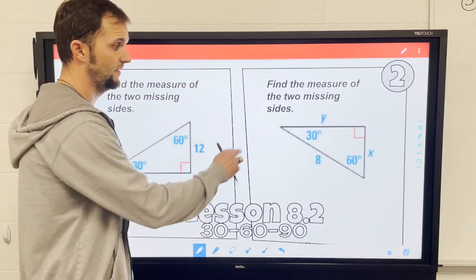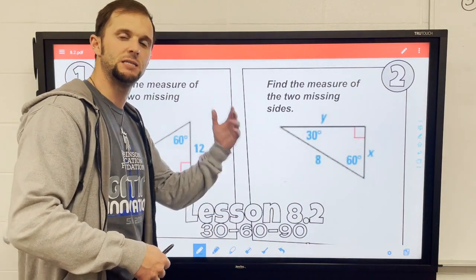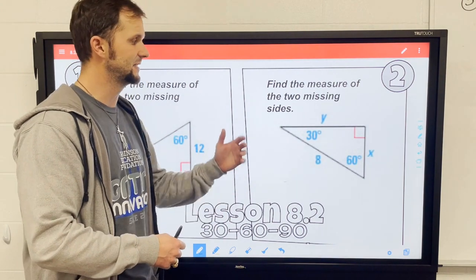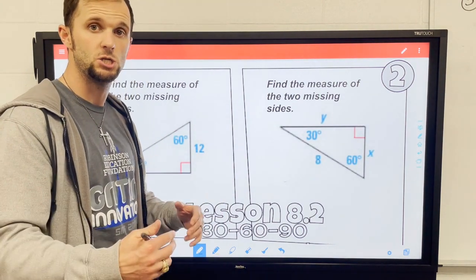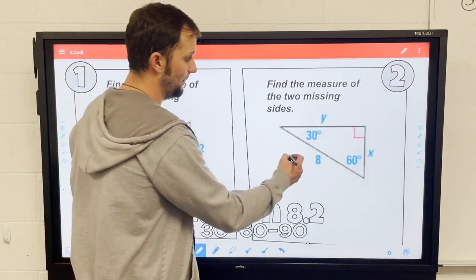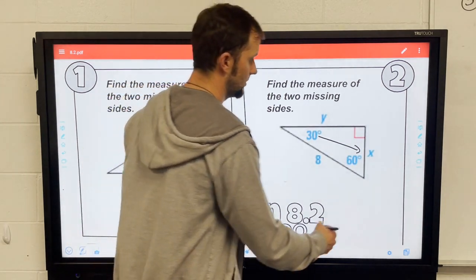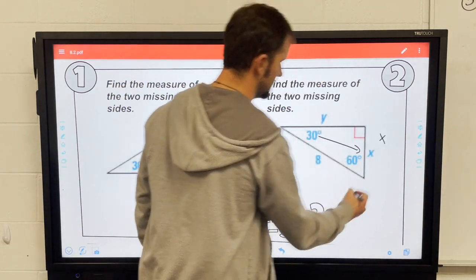And if you look, I have a 30, 60, 90 right triangle. So again, this is going to be a special right triangle where the sides are going to be a special ratio. So I'm going to go ahead and write my template real quick. I know opposite the 30-degree angle is always going to be my short side. So I'm going to represent that as x.